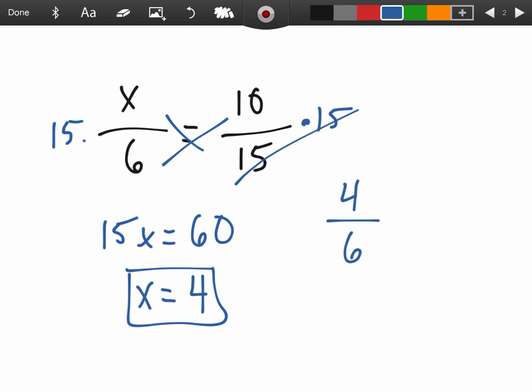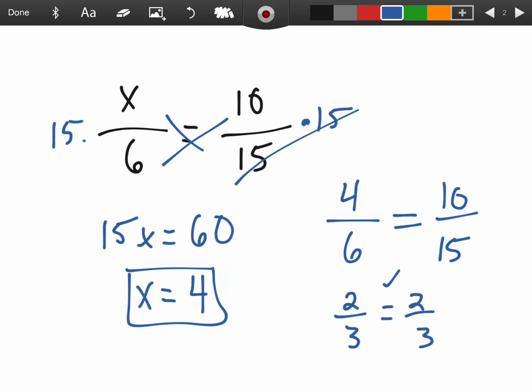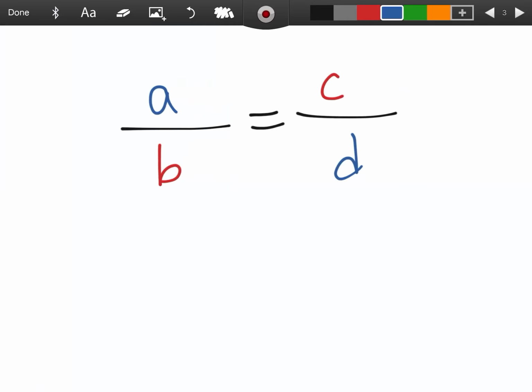All right, so finishing this up, I get that 4/6 is equivalent to 10/15. And I know that is true because if I simplify both of those ratios, I can get it down to 2/3 equals 2/3. And obviously that is a true statement.